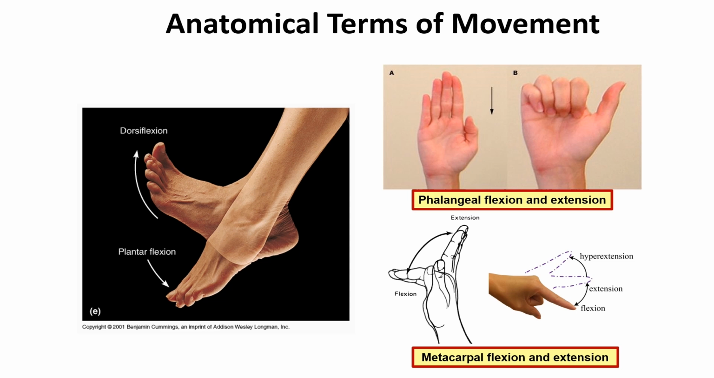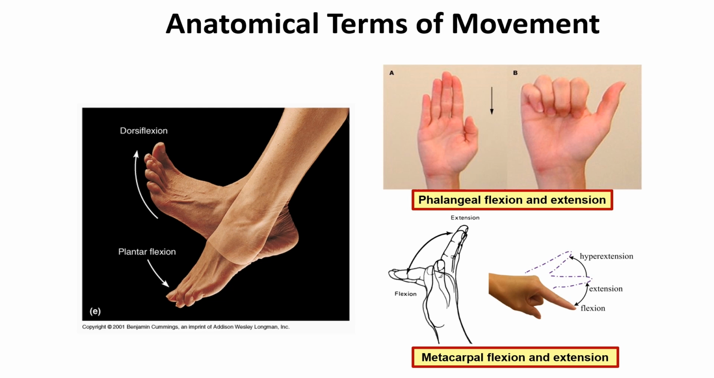Dorsiflexion and plantar flexion are terms used to describe movements at the ankle. They refer to the two surfaces of the foot, the superior surface called the dorsum and the plantar surface called the sole. Dorsiflexion occurs when the ankle bends, raising the toes upward and decreasing the angle between the dorsal side of the foot and the tibia.